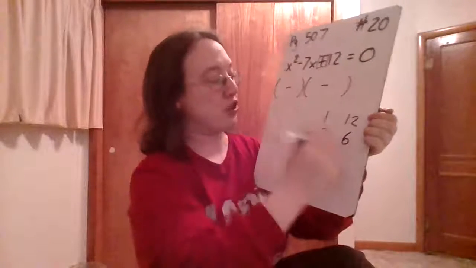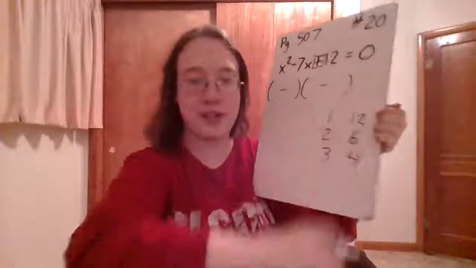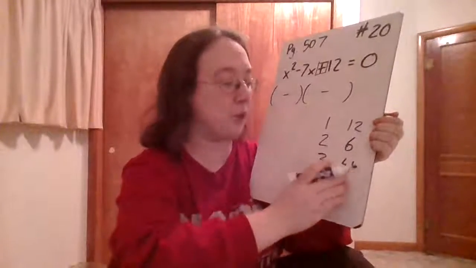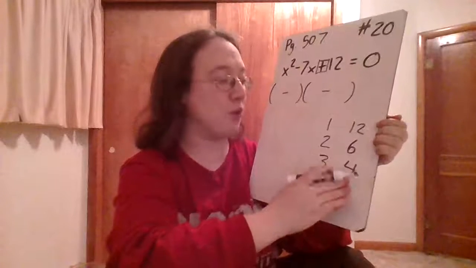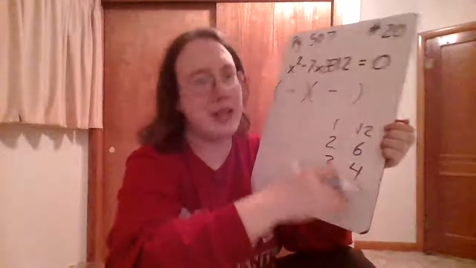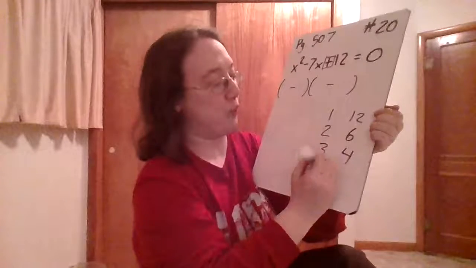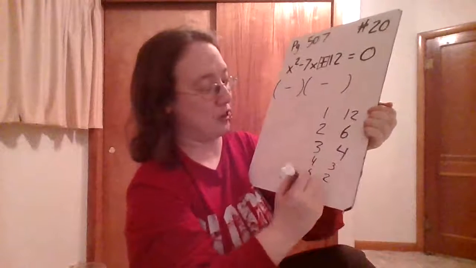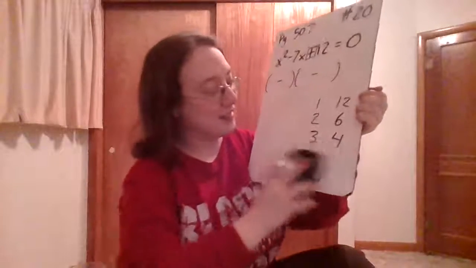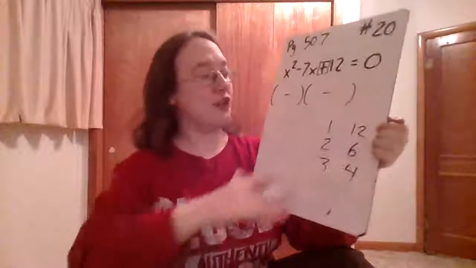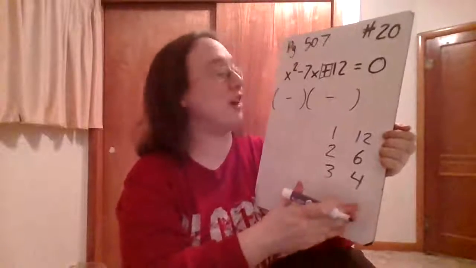So 3 goes into 12 4 times, and there we can stop because we've already hit 4. That's the next thing, but we've already got it. So once you get to a number that you've already got over here, you don't have to keep going. Now, I mean, you could. You could go 4 and 3, and then 6 and 2, and then 12 and 1. It's not going to hurt anything. It just takes extra time. Okay. So better to have too many things here than not enough.